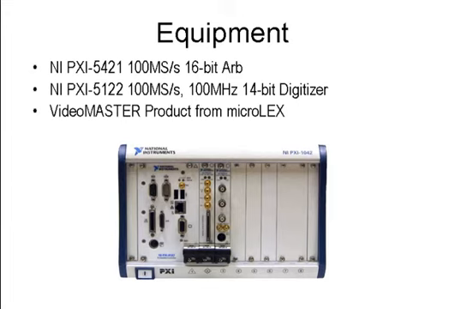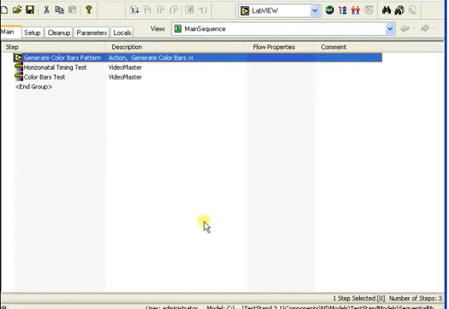The PXI 5421 is a 100 megasample per second arbitrary waveform generator, and the PXI 5122 is a 100 megasample per second 14-bit digitizer. I'll be using the TestStand product from National Instruments with VideoMaster from Microlex. Now let's take a look at TestStand.